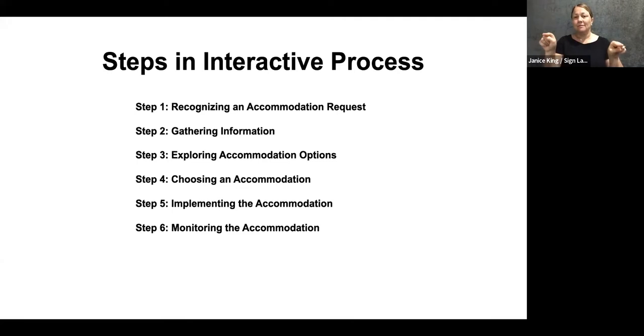So it is definitely a process, and it's not a one-step process. It's not even a one-time process. And once an accommodation is chosen, there may be a need to renegotiate that at a later point in time if it's not working, or the employer's needs change. So it is a process. Next.